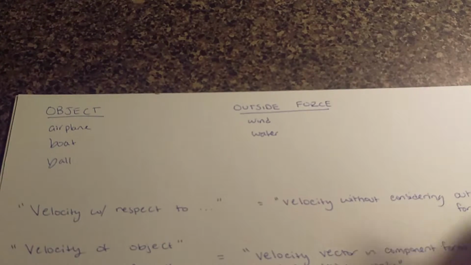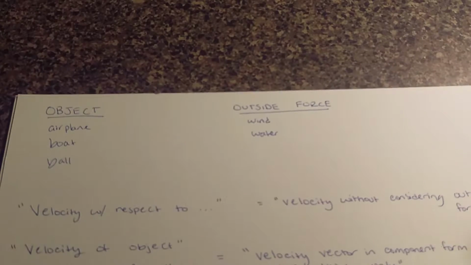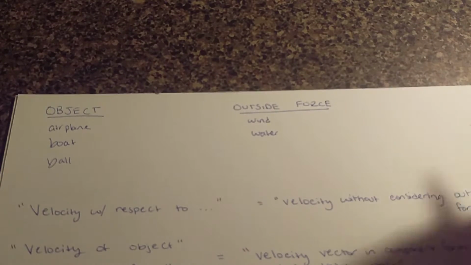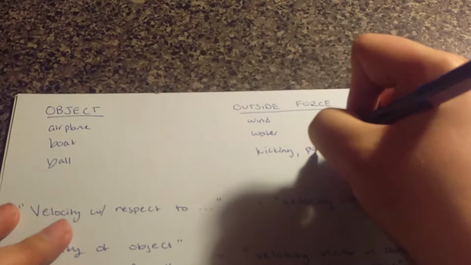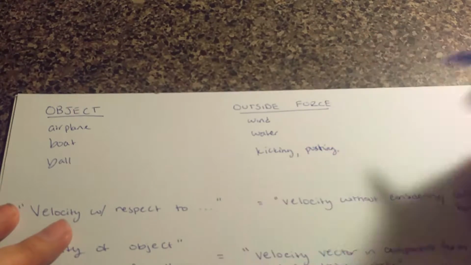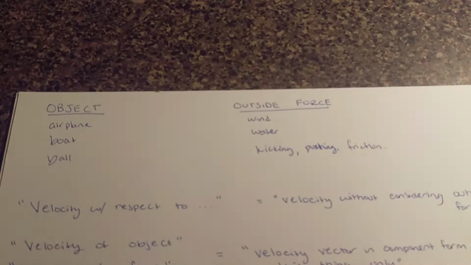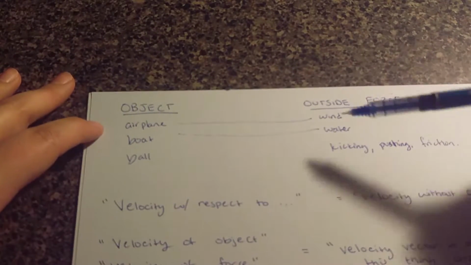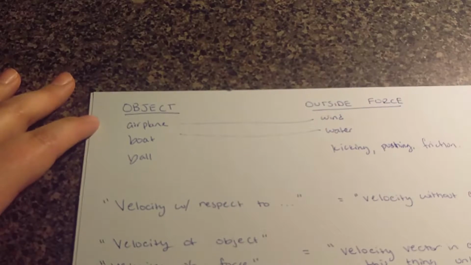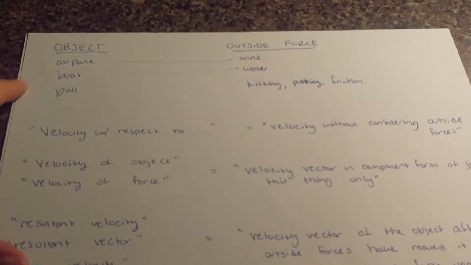With a ball rolling around a hill or rolling down a slope, you might have wind or water or friction or something pushing it or kicking it or some kind of outside force. So kicking, pushing. This is getting into more physics and more advanced problems. Friction, those can all be outside forces. For the most part, the ones we're looking at are the airplanes and the boats, just because they're the more simple ones. They don't have as many outside forces going on all at the same time, but anything is really a potential. So then we get into some key phrases.